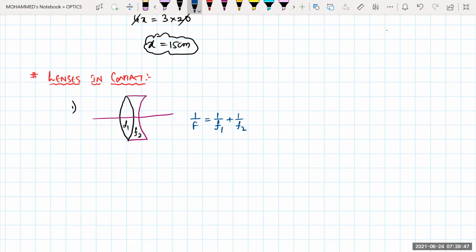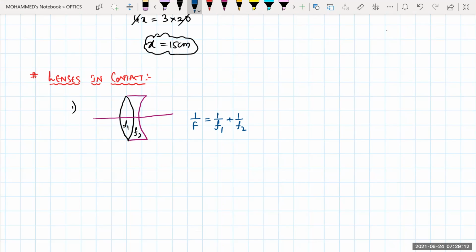Convex lens and concave lens, both of them are kept in contact right now. So effective focal length will be equal to 1 by f1 plus 1 by f2 part of relation. Clear? That means we have to use the sign convention. What is the focal length of the convex lens and concave lens? If they are on the same side, they will be positive. If they are on opposite sides, it will be negative.